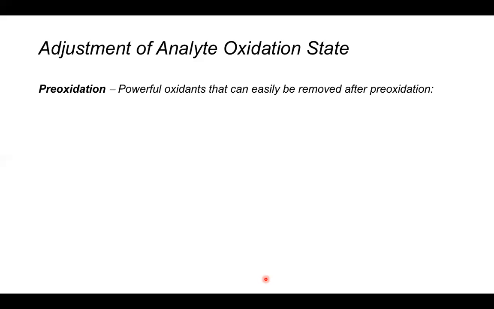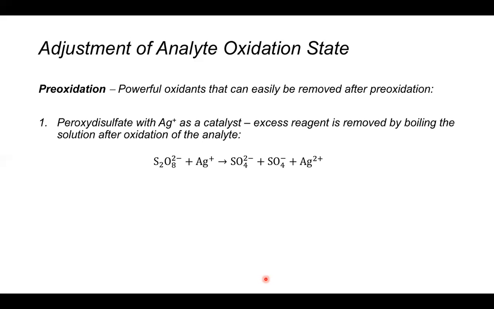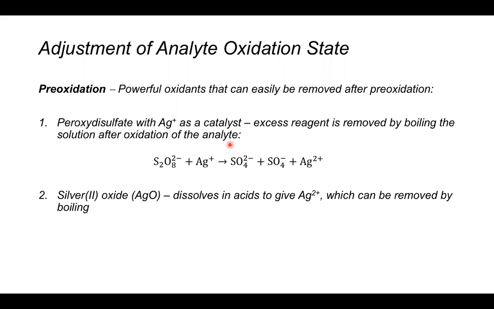So sometimes we need to change the oxidation state of the analyte in order to make our redox titrations a little bit easier to do. So what we do is some pre-oxidation, where powerful oxidants that can easily be removed after pre-oxidation are used. So peroxydisulfate with silver plus as a catalyst results in this conversion to sulfate. Excess reagent is removed by boiling the solution after oxidation of the analyte. So that's the pre-oxidation with peroxydisulfate and silver plus.